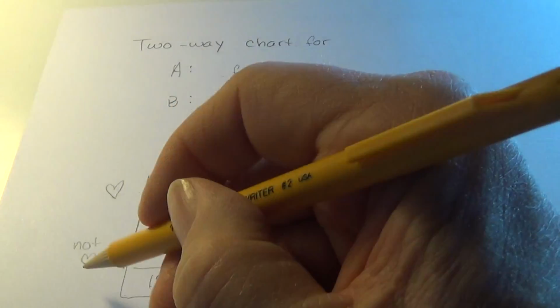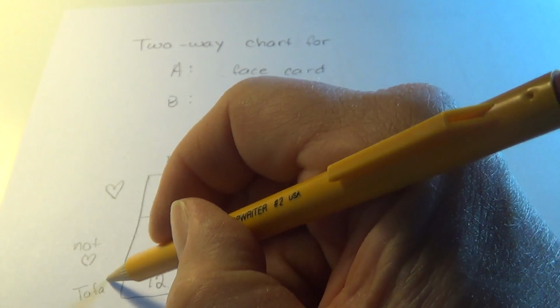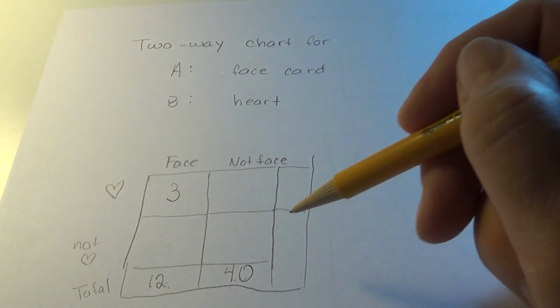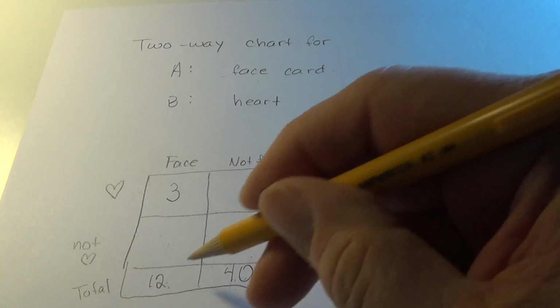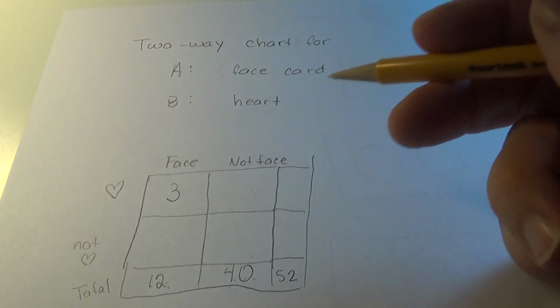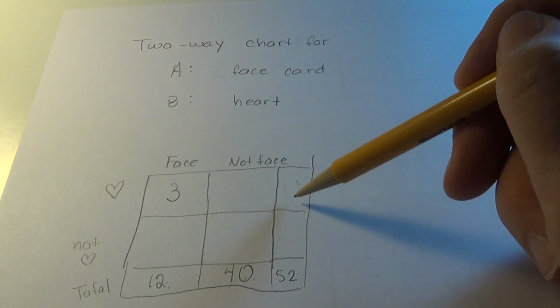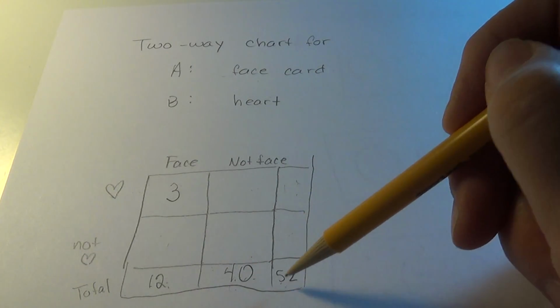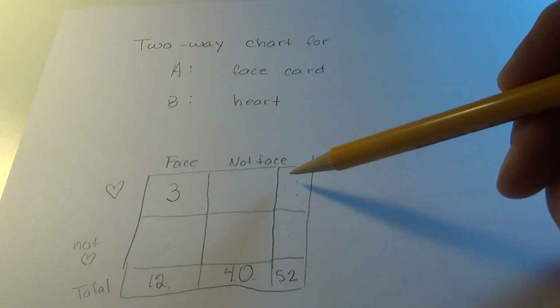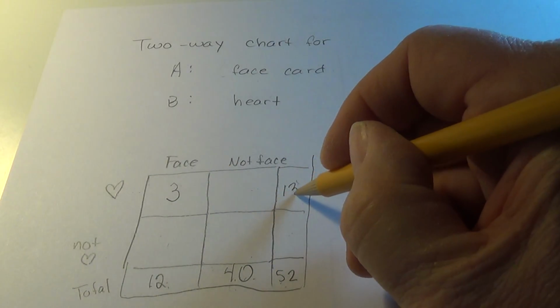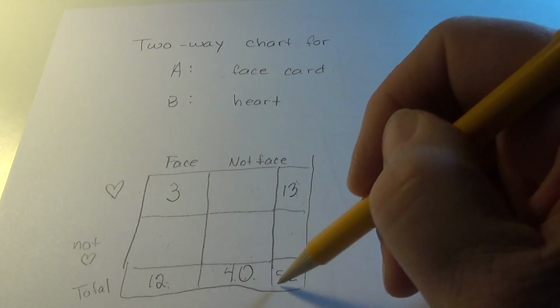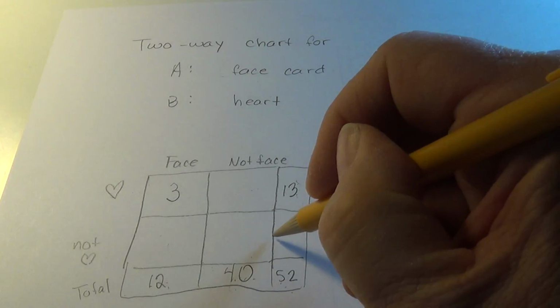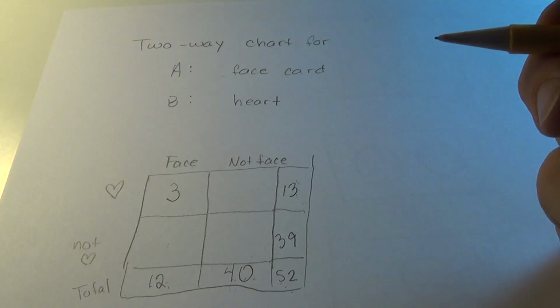So my total marginal numbers are right here. We know that these have to add up to 52. That's the total of the totals. So I'm finishing these marginal totals. How many hearts are there? We discussed earlier there are 13. So how many are not hearts? Well, the balance between 13 and 52, if you subtract, you'll see there are 39.